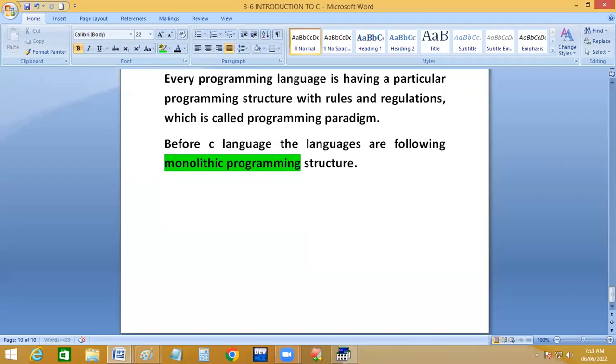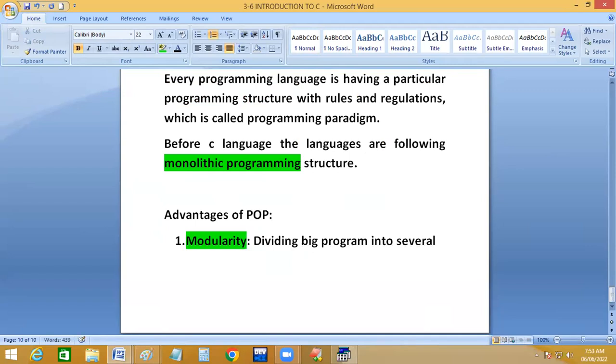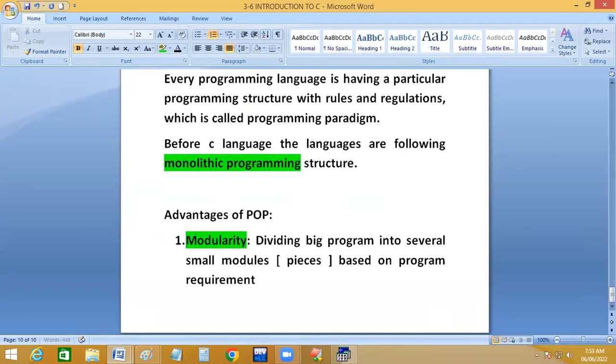First major advantage, modularity. The first main advantage of the POP technique is what? Modularity. Now what is modularity? What is meant by modularity? Dividing a big program into several small modules, which are also called pieces, based on program requirement. It is the first point.